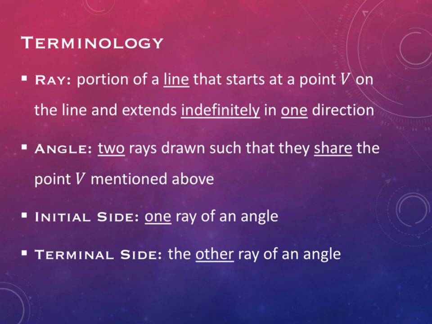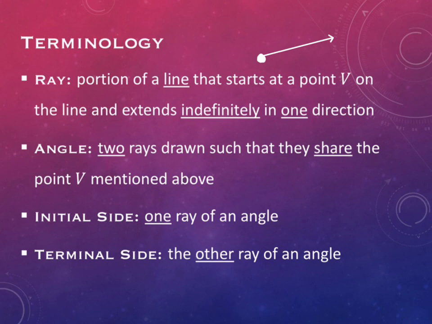Some of these things you've seen before because they show up in geometry. They're going to feel very similar, and a few things that we're going to encounter may be new as well. So to start with, we're going to talk about a ray. A ray is a portion of a line that starts at point V and extends indefinitely in one direction. It looks something like this with a point at the end. So this is a ray, right? You've seen that before probably in geometry.